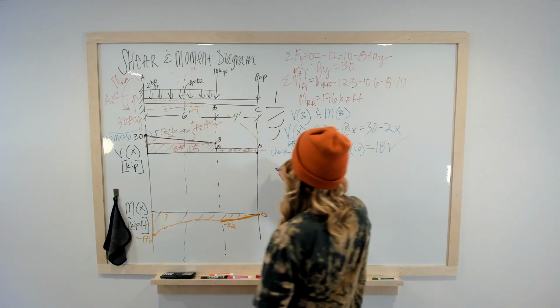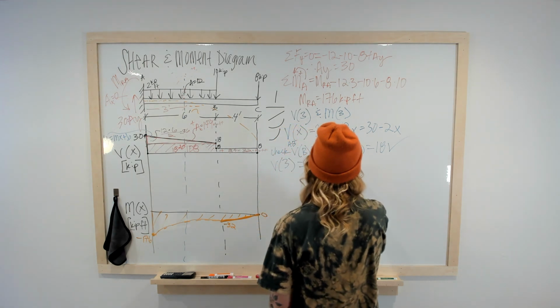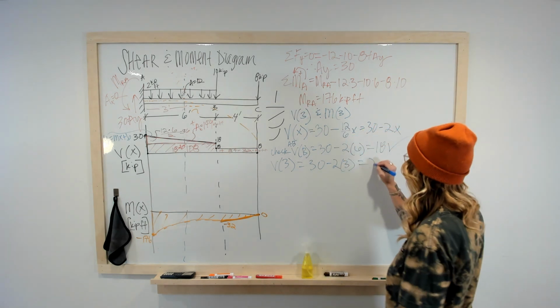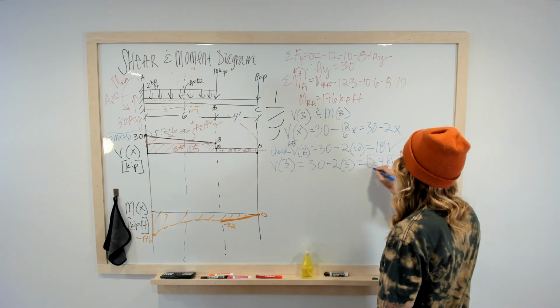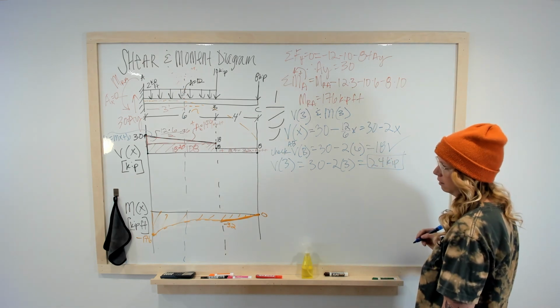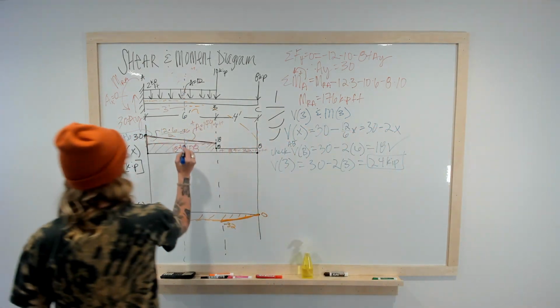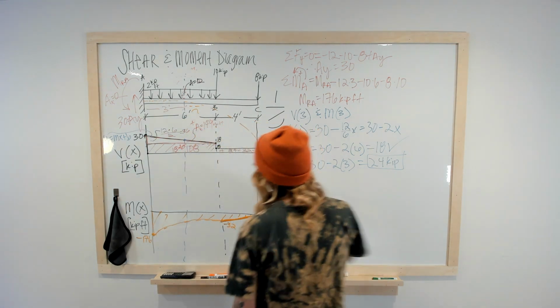Alright, so now let's plug in what is V of 3 equal to. V of 3 is equal to 30 minus 2 times 3, so that's 30 minus 6, so it's equal to 24 kips. Okay, there would be one answer. Alright, and now that kind of lines up, right? We're right here, halfway in between. Okay, so that is 24.